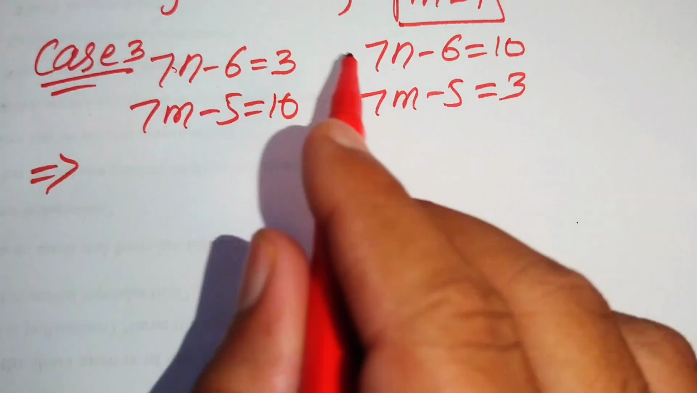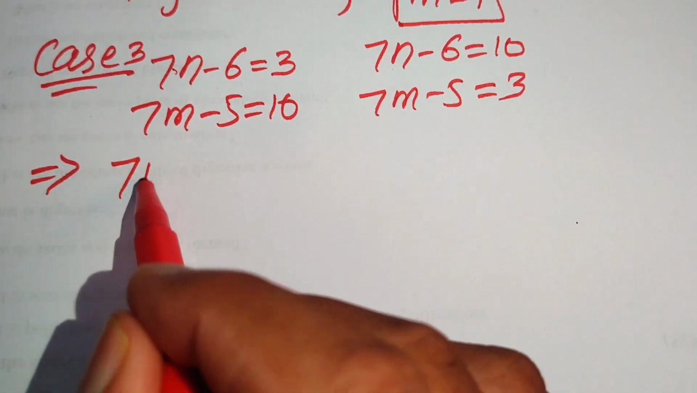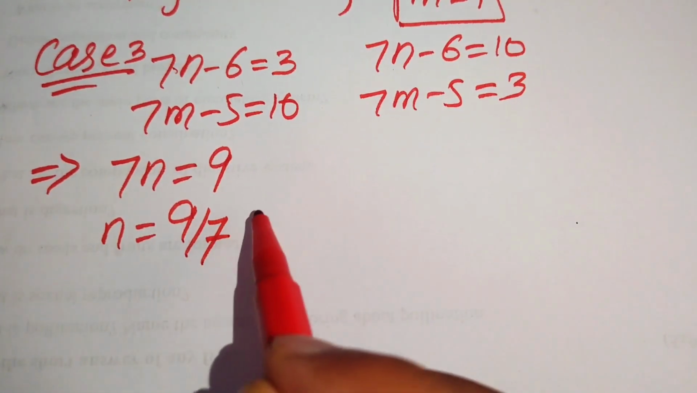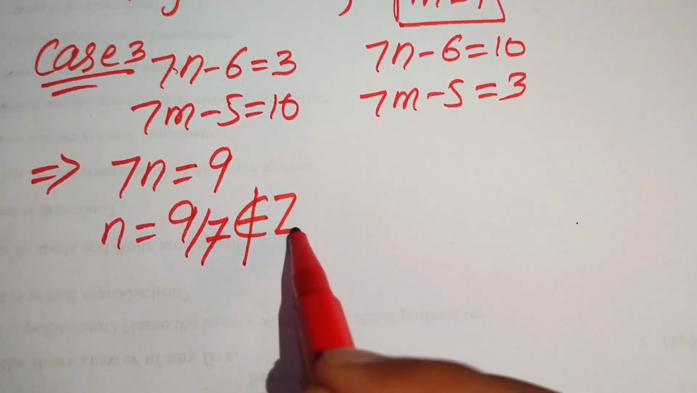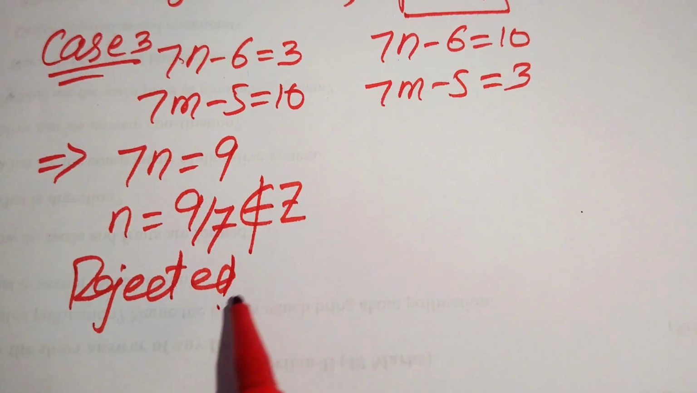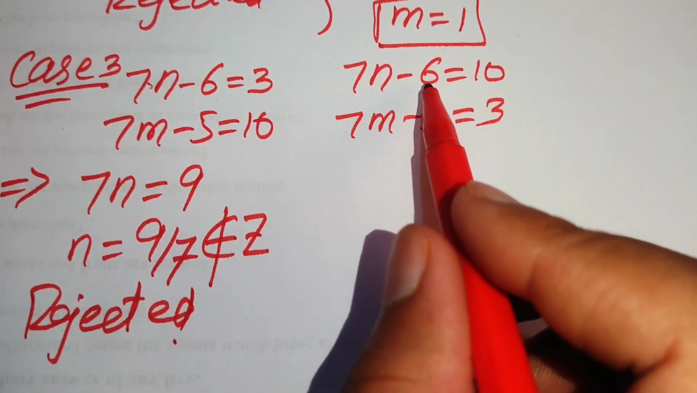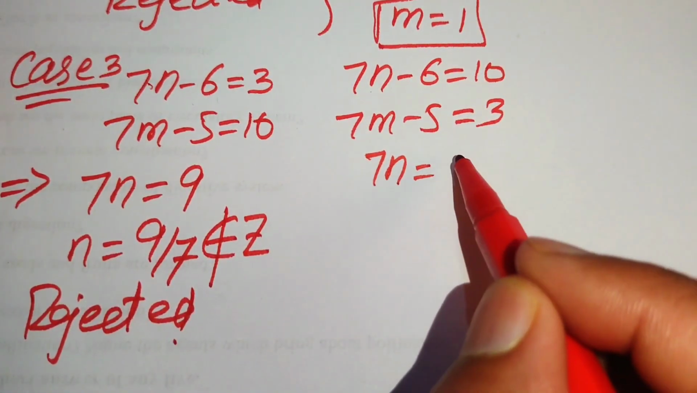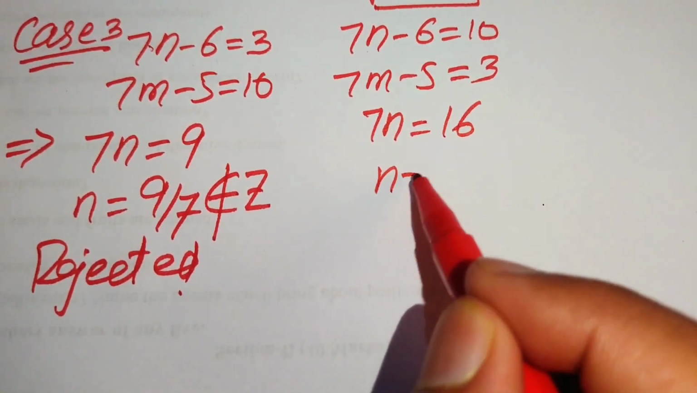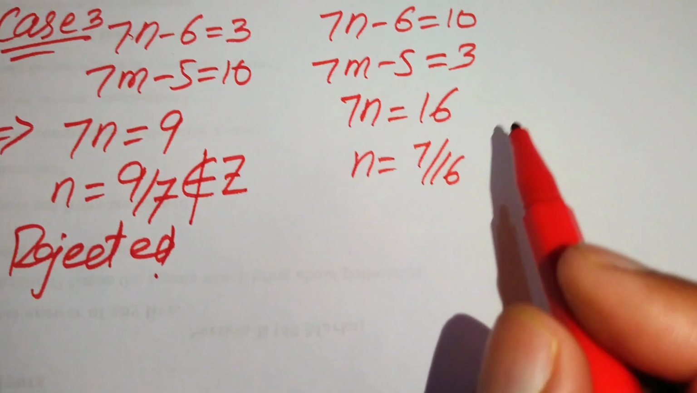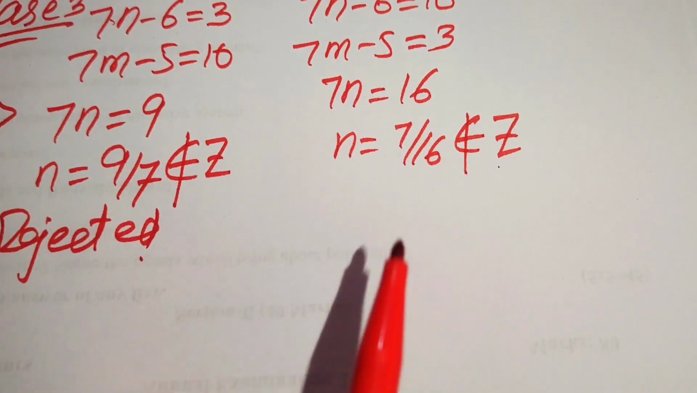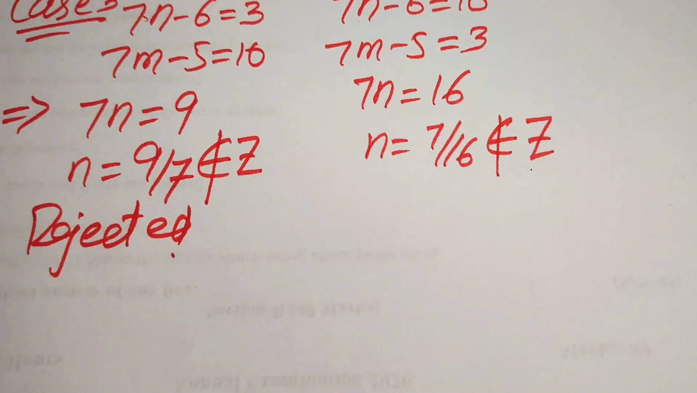Here we move this minus 6 to the right hand side and it will be written as 7n equals 9, and here you get n equals 9 over 7. You clearly see that it does not belong to Z, so we reject this case. Now we focus on this case, and here we move this minus 6 to the right hand side and you get 7n equals 6 plus 10 becomes 16. So here you get n equals 16 over 7. This is also not an integer, so we reject this case because it cannot give us any integer solutions.